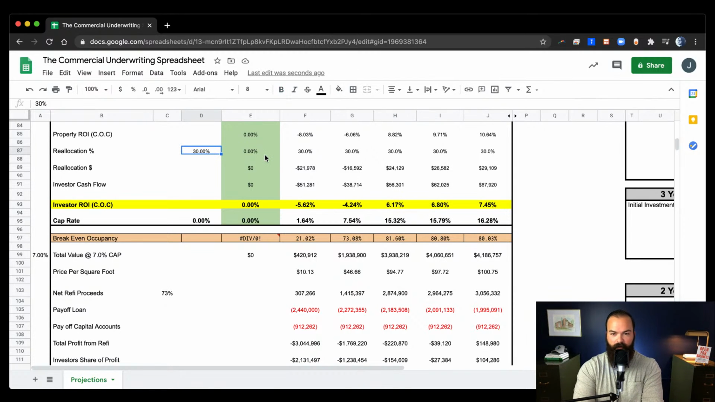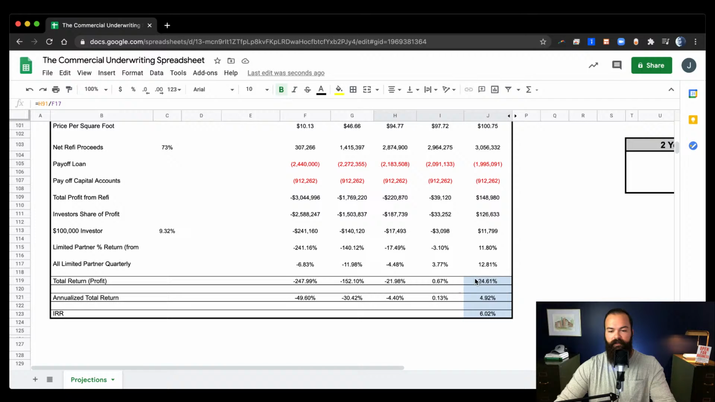What if I say, okay, well, as the GP, since it's not that great of a deal, but we still want to make it happen, we still believe in this, we'll give the investors more for their money, more equity for their money. So we'll change it from 30 to 15%. Well, now it gets up to 7.5% cash on cash returns with a 6% IRR. So, I probably still wouldn't do that deal.